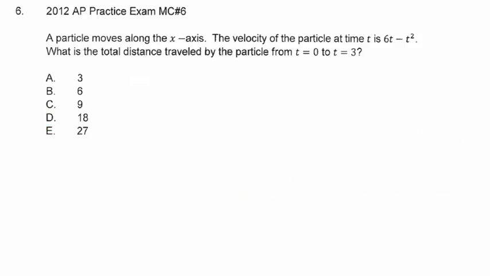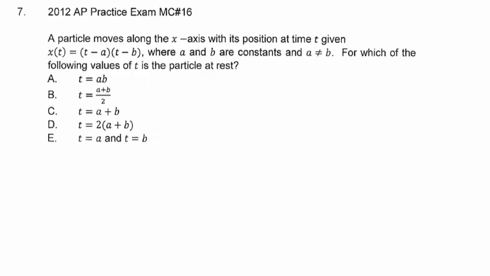Next, problem 7. A particle moves along the x-axis with its position at time t given by x of t equals (t minus a) times (t minus b), where a and b are constants, and a is not equal to b. For which of the following values of t is the particle at rest?